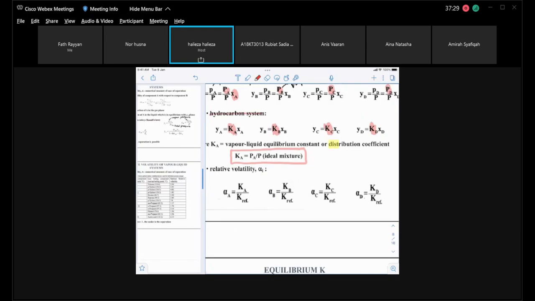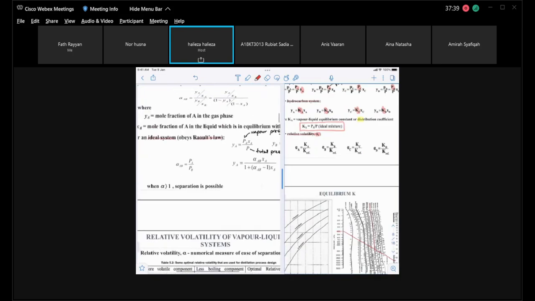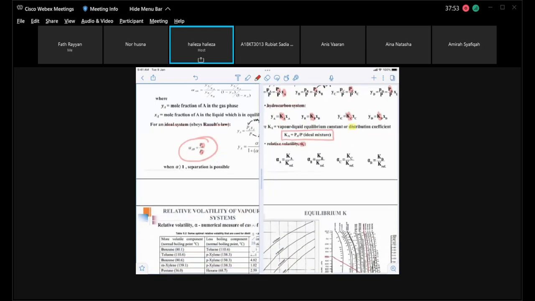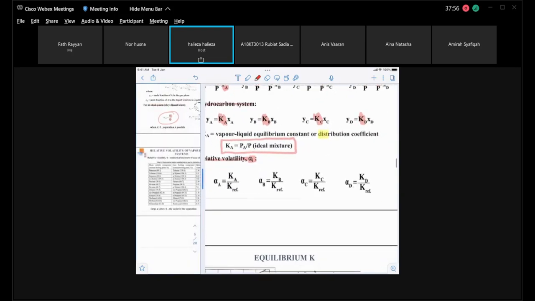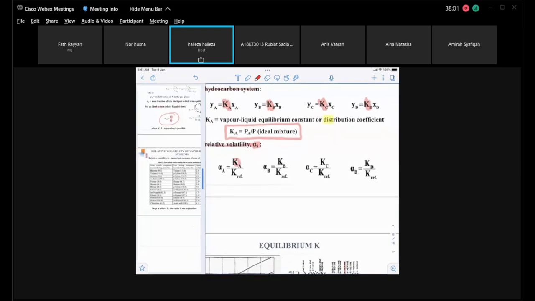There's another term that we are very familiar with, the relative volatility. You have looked at it before, when we were looking at binary systems. With only two components, the relative volatility is the vapor pressure of A divided by the vapor pressure of B. That is how you calculate your relative volatility. For multi-component, instead of vapor pressure, you're going to have your K constant.